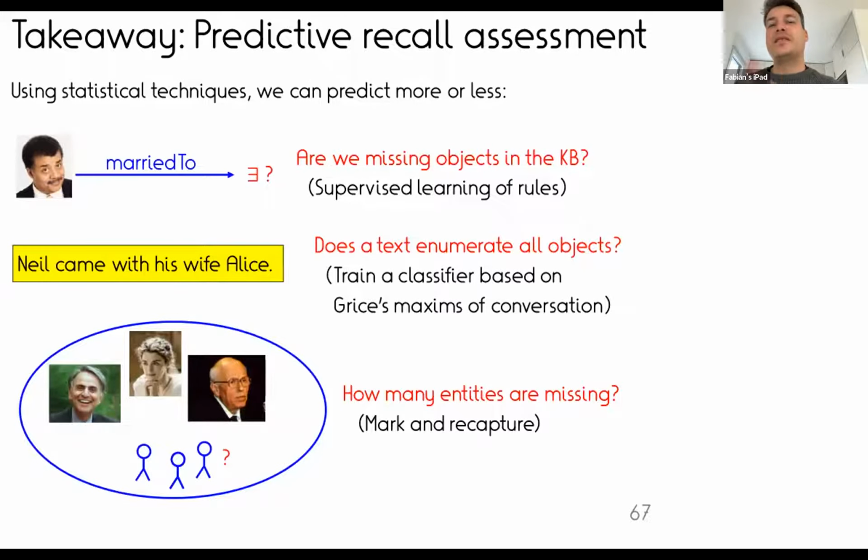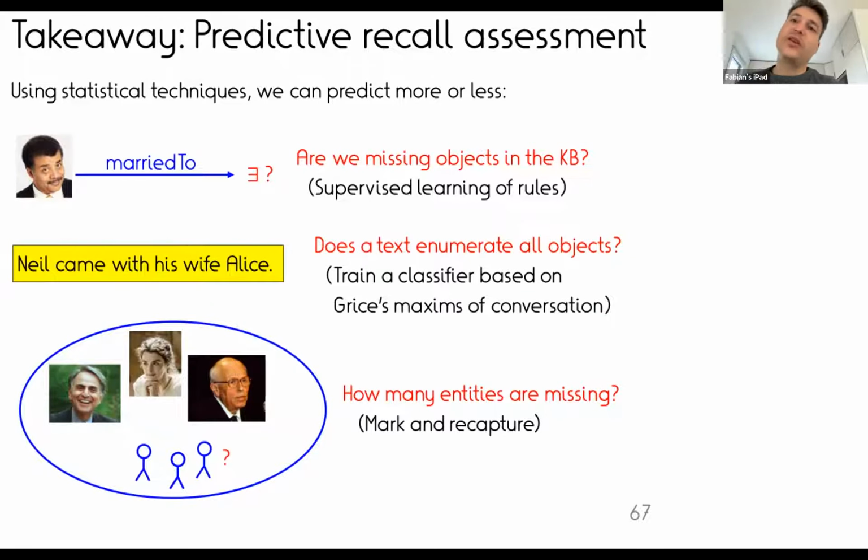So we have seen different types of problems for completeness, and we have seen several ways to guess to what degree we're incomplete. The first one is, are we missing objects in the knowledge base? This we can do by the supervised learning of rules. So are there any more spouses for a person, for example? Does a text enumerate all objects? So Neil came with his wife, Alice. Does he have any more wives, yes or no? This can also be done by a classifier and by these maxims of conversation.